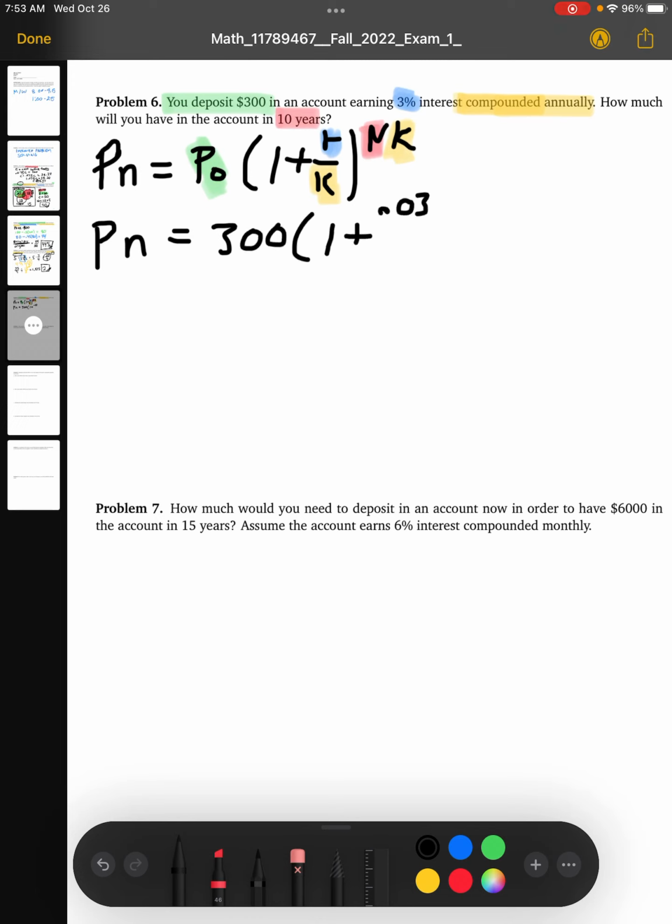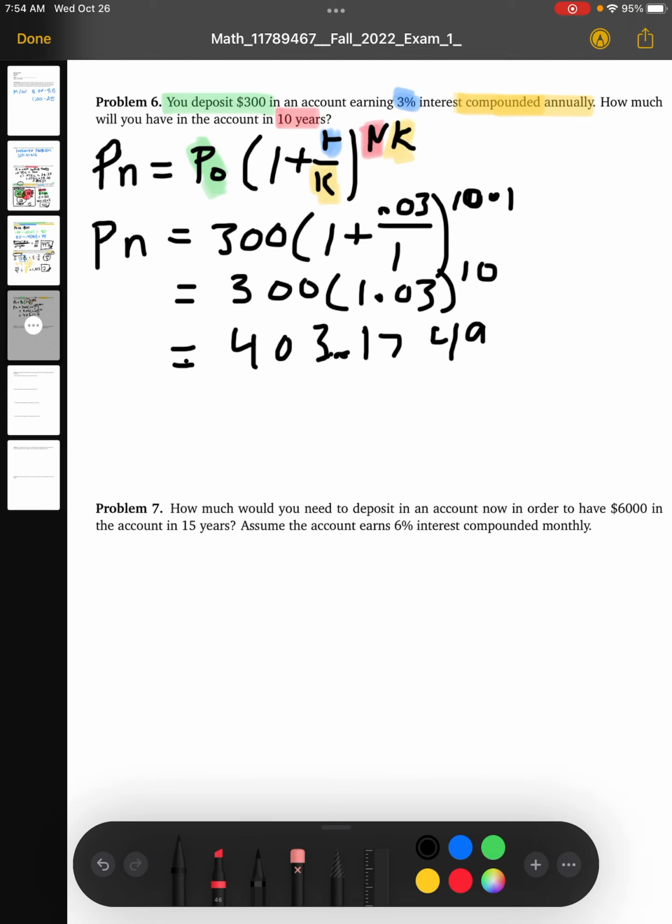So for this, I got 403.17491... But I'm going to round this because it's money to $403.17. So that's problem 6. Let's take a look at problem 7.